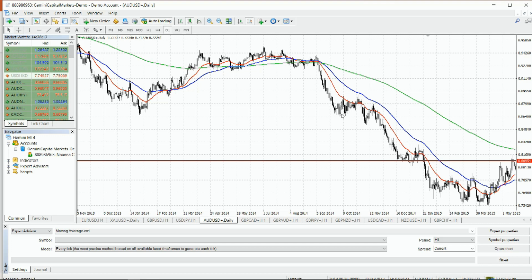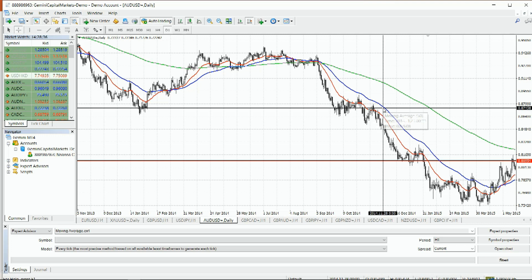Now, I can use this to enhance my entries. If I'm thinking of selling this pair and the market was here, I would definitely not take this trade because it is far from the moving average. So what I'll do is wait for the market to pull back to the moving average, and then I can take the trade.